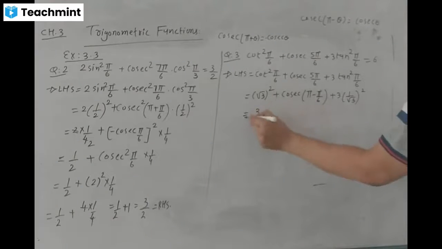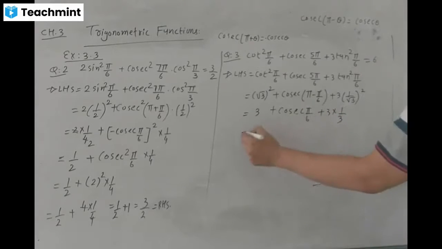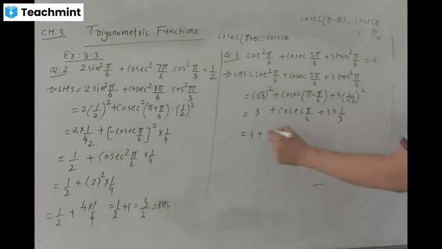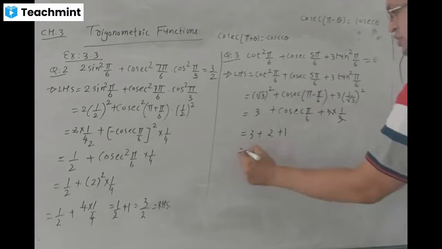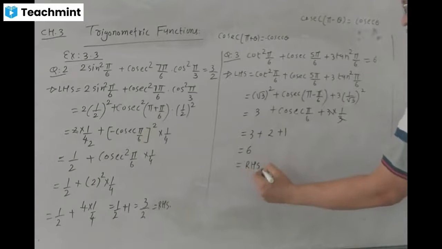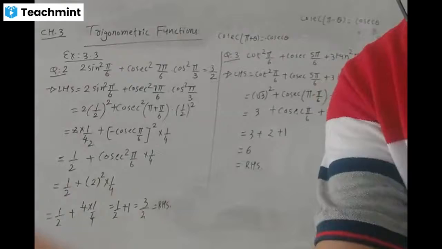And root 3 square, that is equal to 3, plus cosec pi by 6 as it is, because in the second quadrant cosec function is positive, plus 3 into 1 by root 3 square, that is 1 by 3. So 3 as it is. Cosec pi by 6 value is equal to 2, and 3 and 3 cut, plus 1. So 3 plus 2 plus 1, that is equal to 6, and that is equal to right hand side value. Okay, have you any doubt?